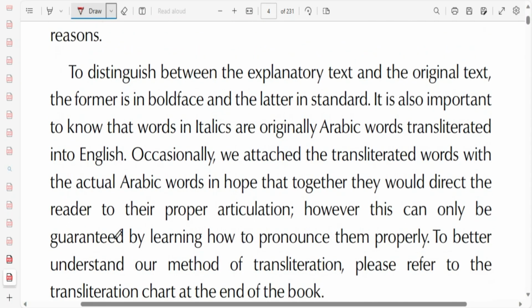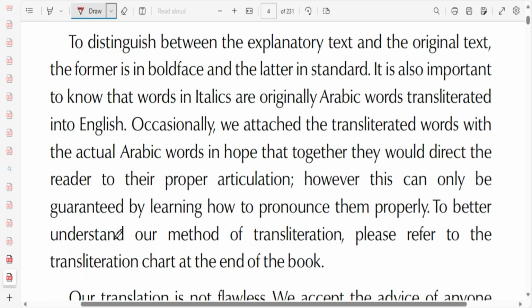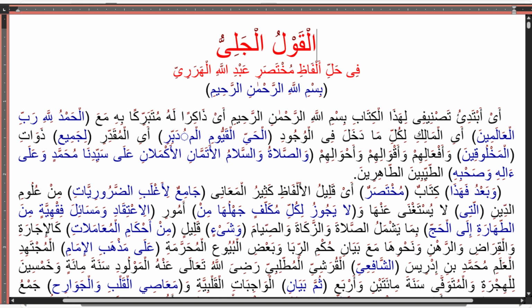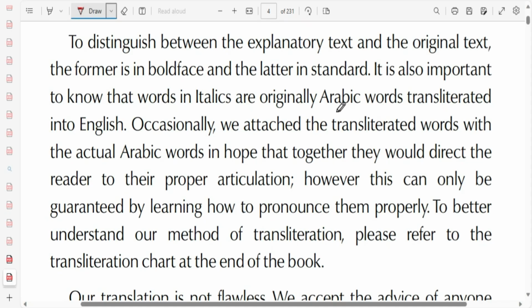All right, so, mashallah, I have some nice English here. If I'm not mistaken, the Australian brothers worked on this. That's my understanding. To distinguish between the explanatory text and the original text, the former is in boldface and the latter is in standard. What they would usually do in Arabic is put the source text, the original text, in brackets. And they would put the explanatory text outside of the brackets.